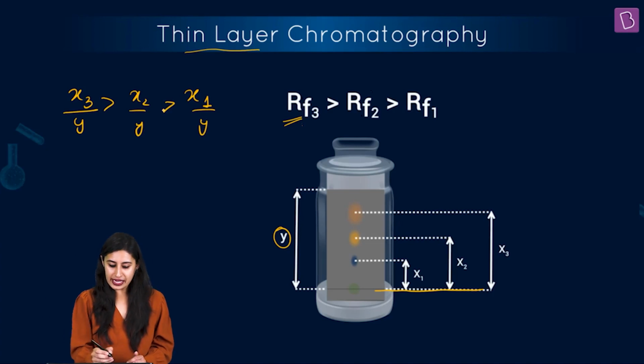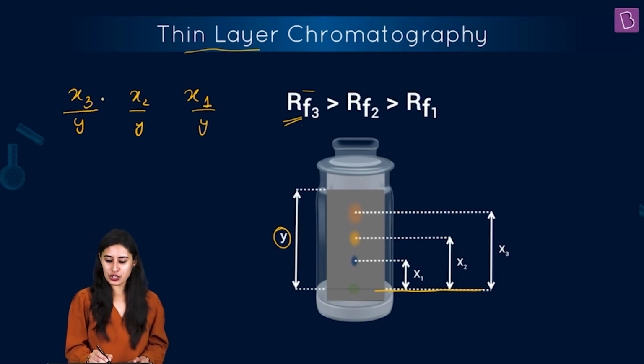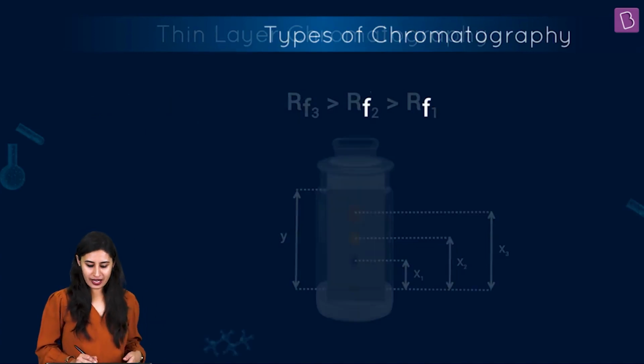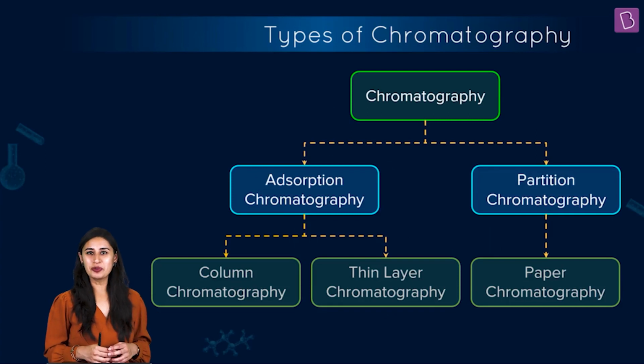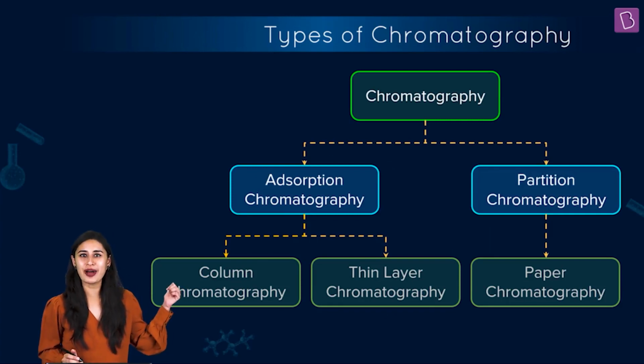So certainly X3 by Y is maximum and X1 by Y is minimum out of the three, and hence we can also comment on the R factors or the retardation factor. Thumbs up. Now comes the third most important concept for the day, partition chromatography.